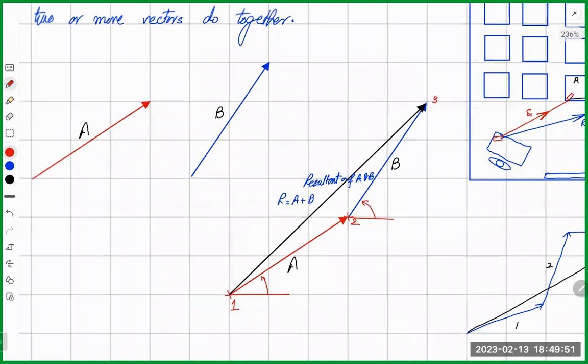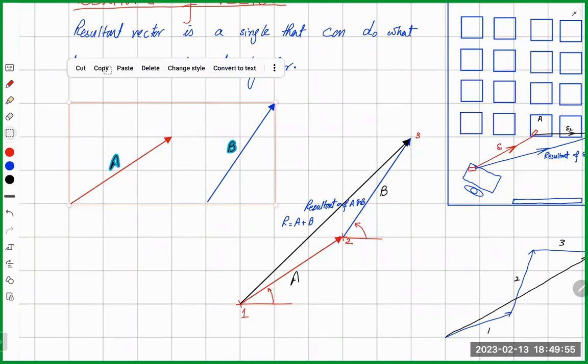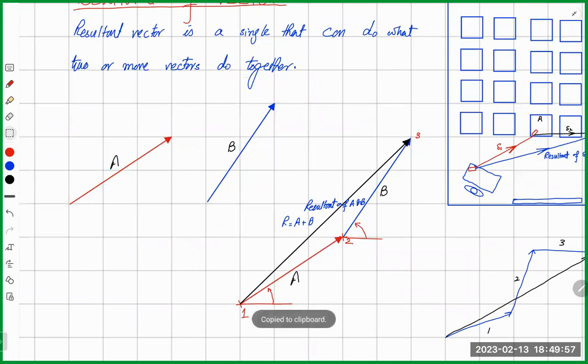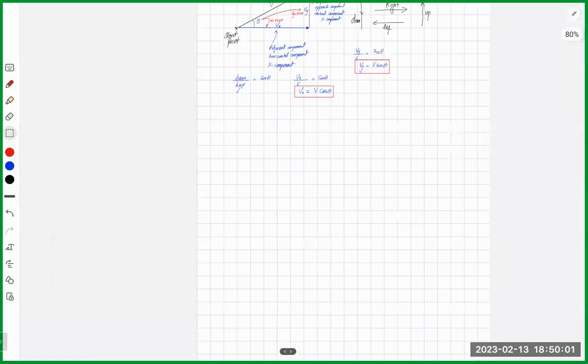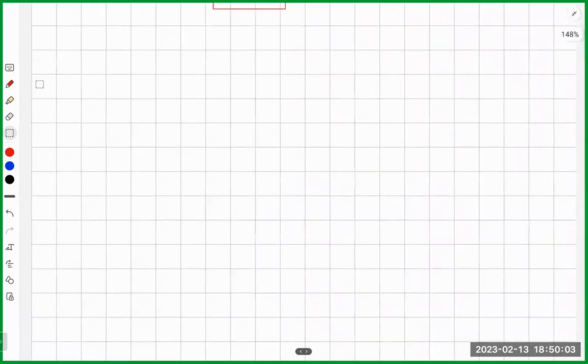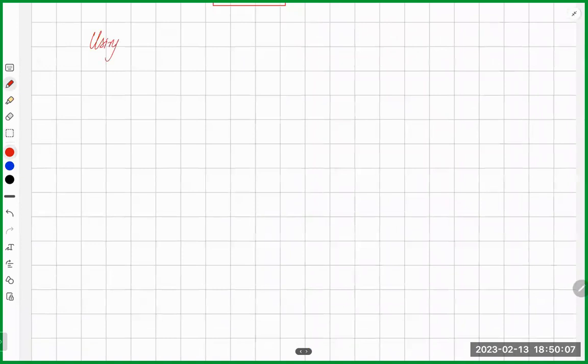Okay, let me show you the right and easier method, and more accurate, because in this case you don't have to measure anything. Everything has to be done by a calculator. Using components to find the resultant.